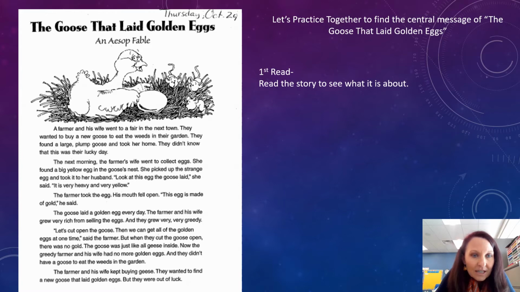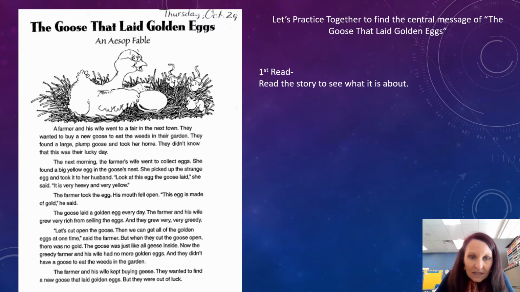The farmer took the egg. His mouth fell open. "This egg is made of gold," he said. The goose laid a golden egg every day. The farmer and his wife grew very rich from selling the eggs, and they grew very, very greedy. "Let's cut open the goose. Then we can get all of the golden eggs at one time," said the farmer.